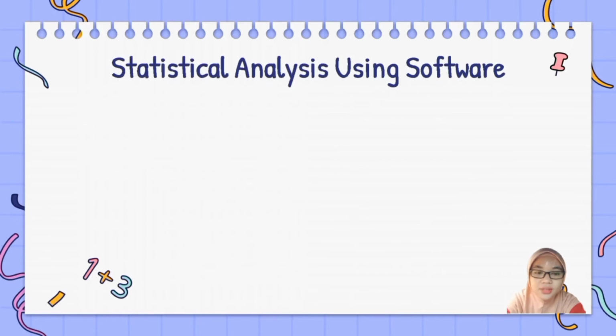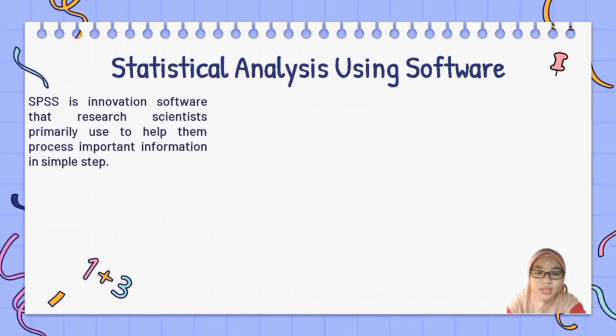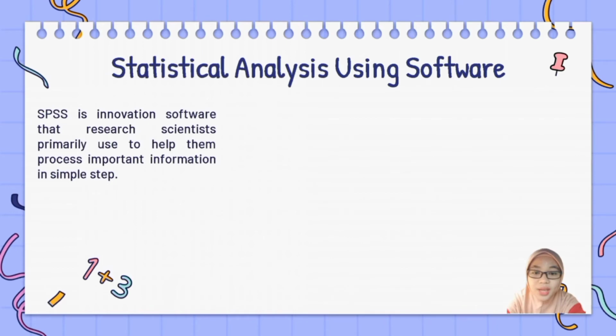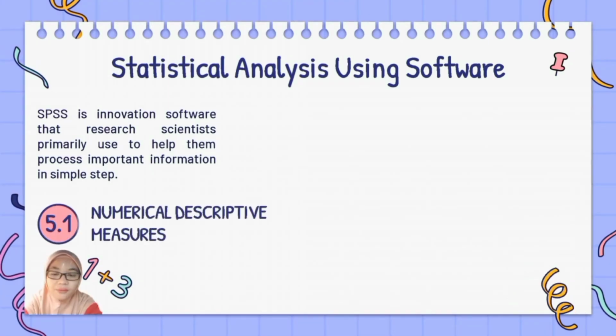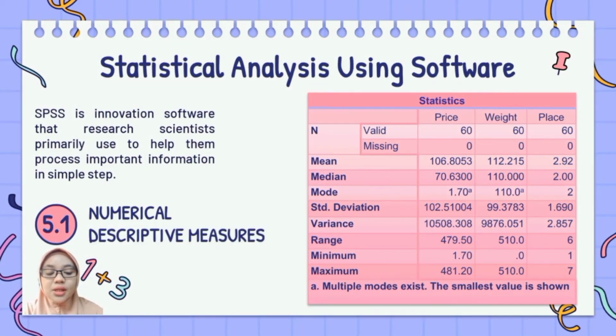Statistical analysis using software. The software that we use is SPSS. SPSS is innovation software that research scientists primarily use to help them process important information in simple steps. 5.1 Numerical descriptive measure. So this is our measurement using the software SPSS, but there is not a big difference between SPSS and our calculation.